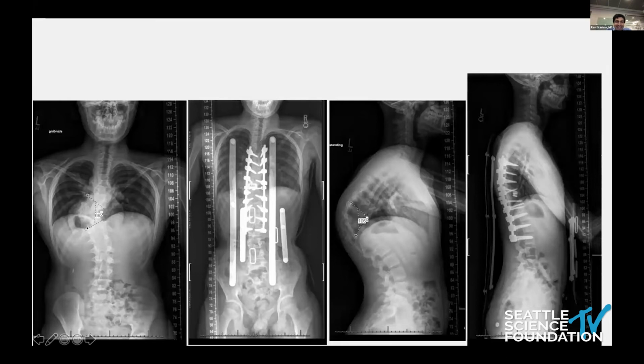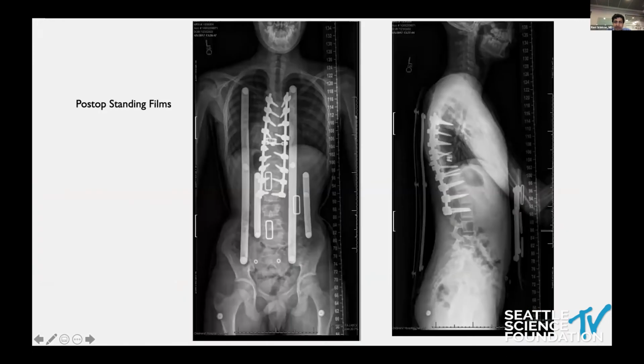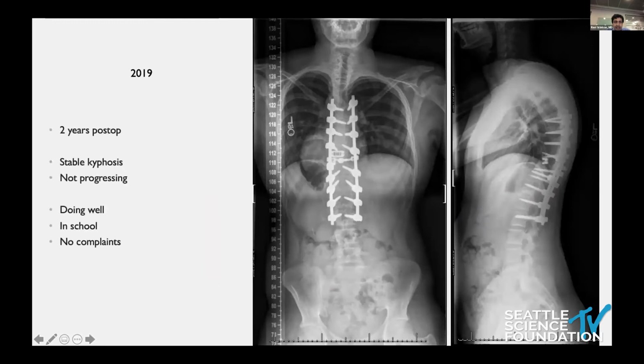So here are his films immediately pre- and post-op, and then his clinical images. And this is immediately post-op, standing films. Then he started developing this junctional kyphosis, but he's not having any pain and is neurologically intact. Two years later, the kyphosis is not progressing. He's doing well. He's in school with no complaints.